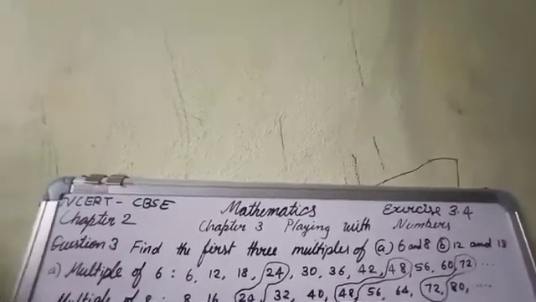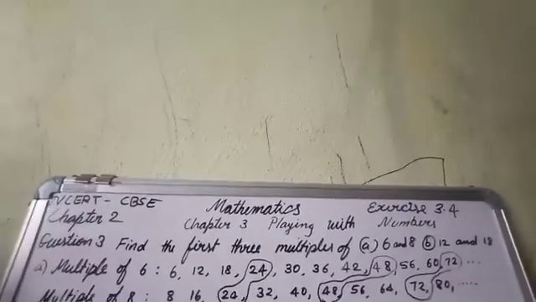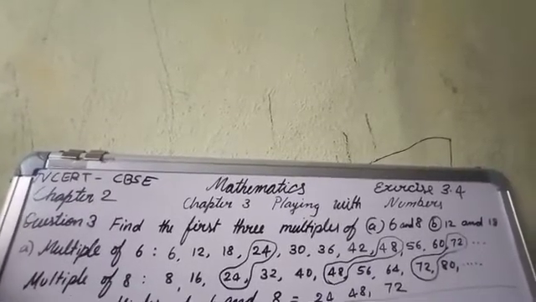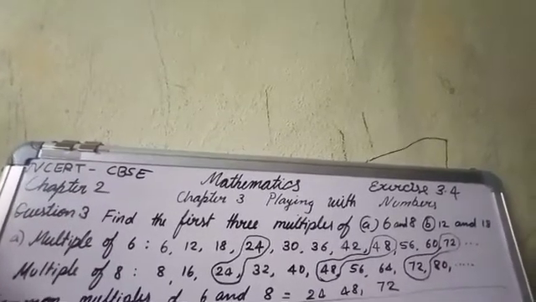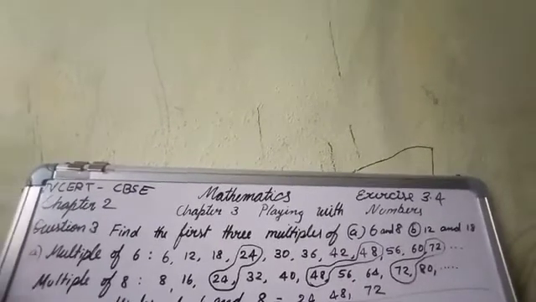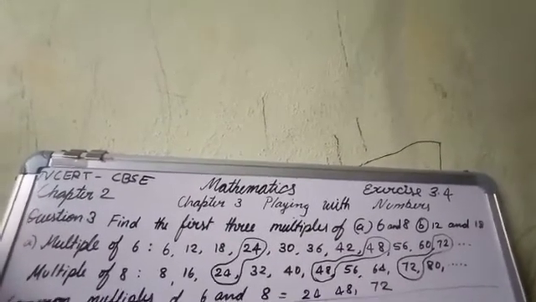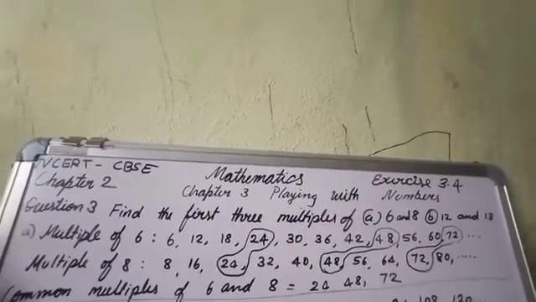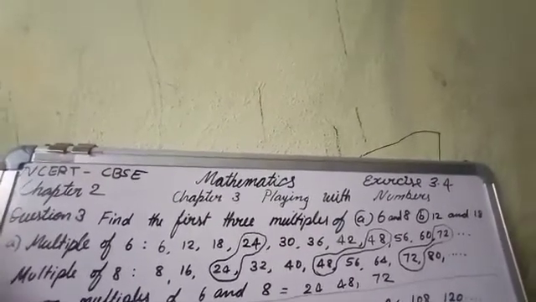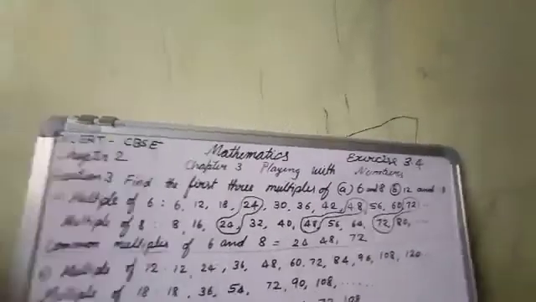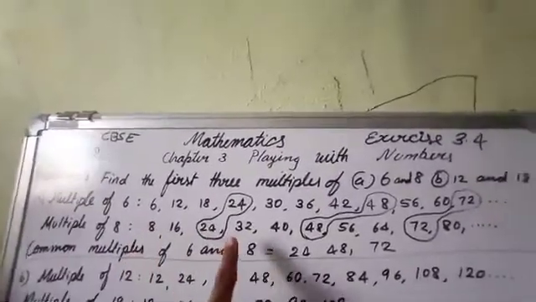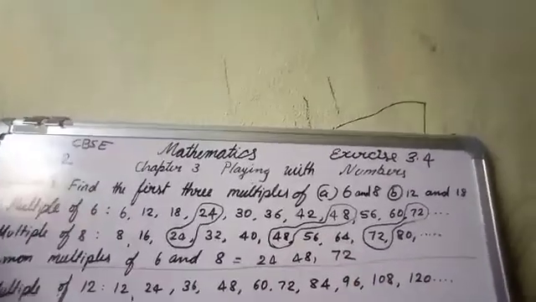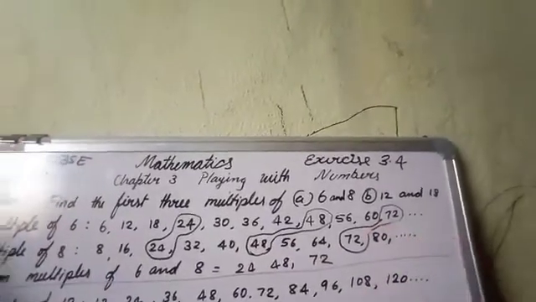So just quickly we have to list out the multiples of 6. 6, 12, 18, 24, 30, 36, 42, 48, 54, 60, 66, 72 and so on, because it will not stop. 6 tens are 60, after that 6 elevens are 66, 6 twelves are 72. In the same way multiples of 8 can also be written. 8, 16, 24, 32, 40, 48, 56, 64, 72, 80 and so on.